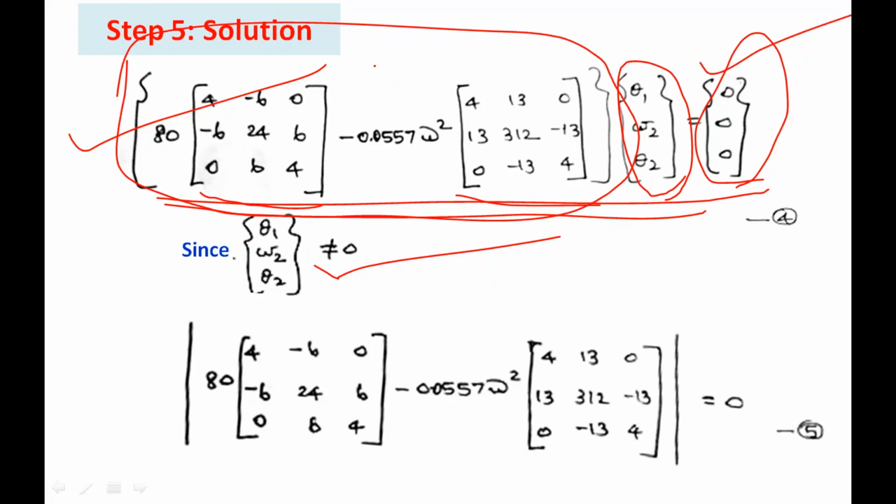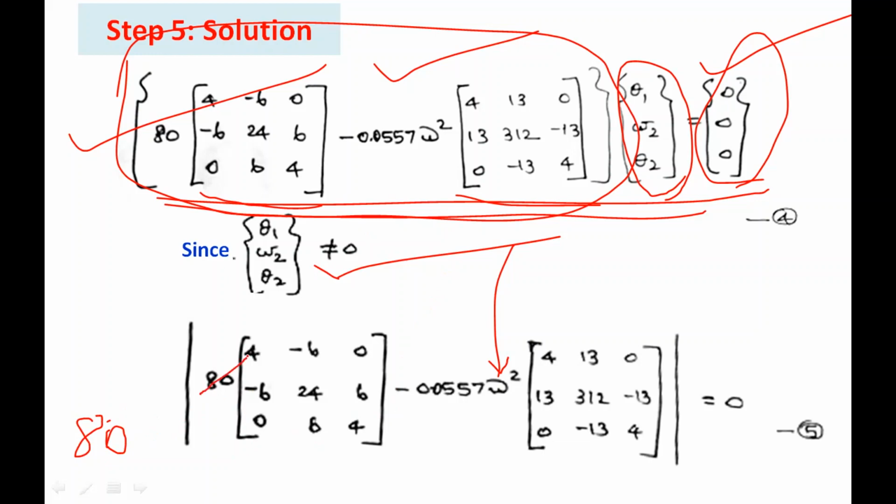How to ensure that this will be 0? Accordingly, we have to evaluate the value of omega to make this matrix 0. So we are saying that the determinant of this matrix will be equal to 0. Then we can say the matrix will be totally 0. The determinant of this 3 by 3 matrix is equal to 0. First we are going to divide this equation totally by 80. So if you divide by 80, what will you get?